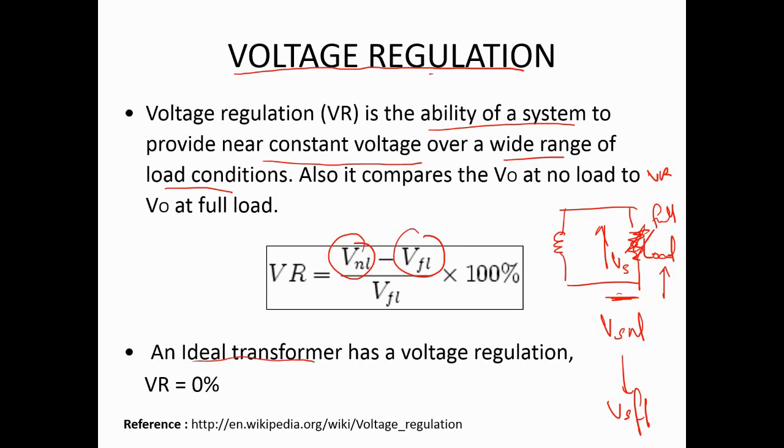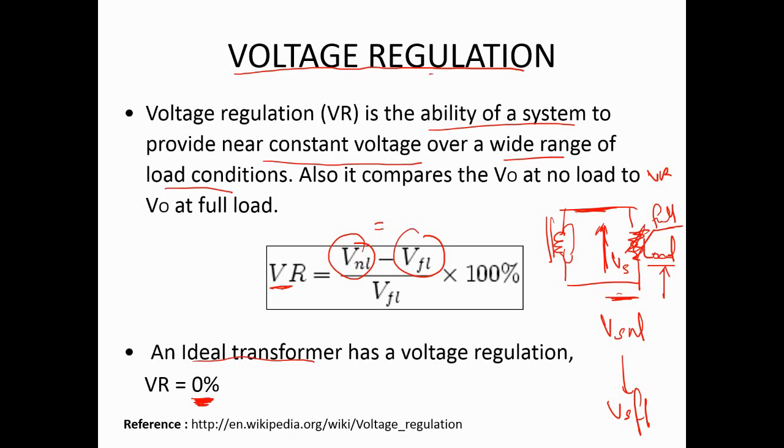In an ideal transformer, there are no losses in the lines, no leakage in the coil, and no losses in the core. So the voltage when there is no load, and the voltage when the load is at full load, will be equal. It means VNL will be equal to VFL, which leads to a voltage regulation of 0%. So that's the ideal case. The voltage is always constant regardless of the value of your load.